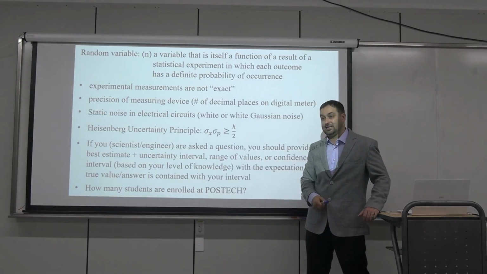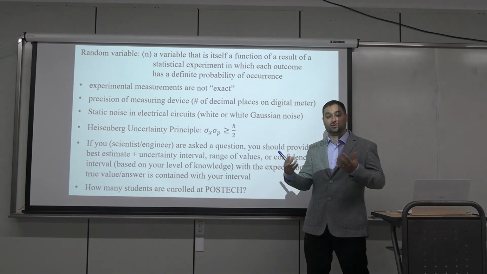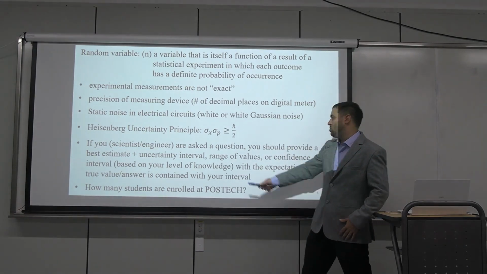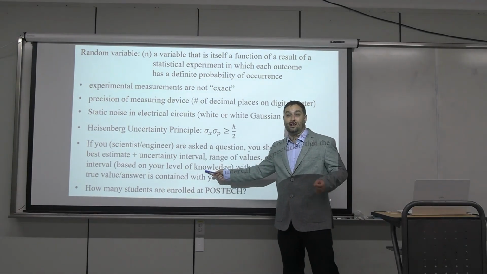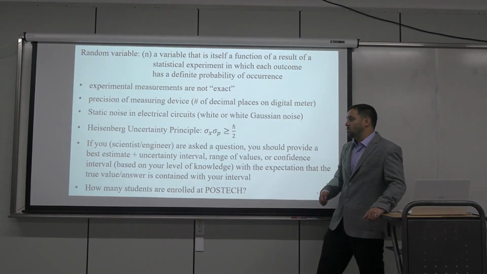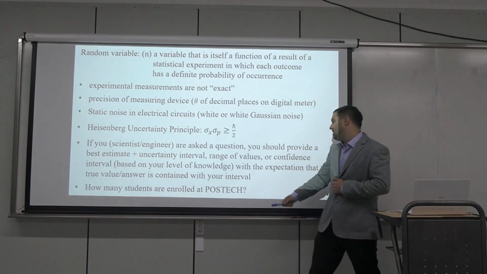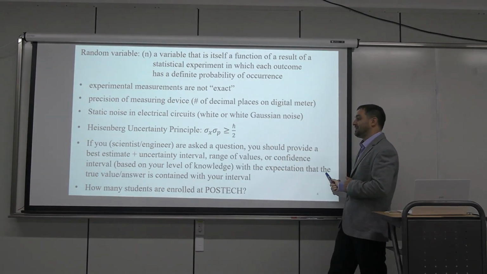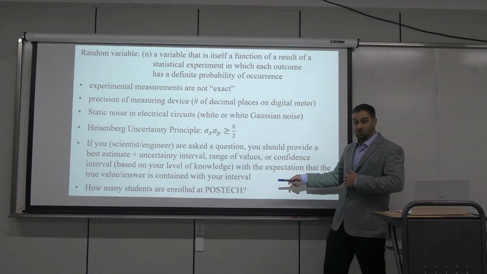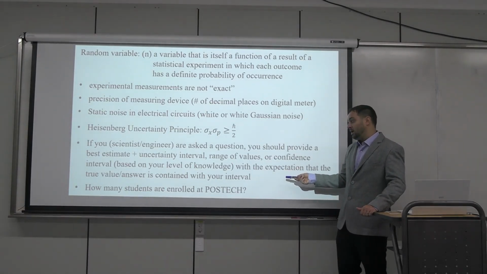You can give values but with a degree of certainty or probability. And you would do this based on your level of knowledge of the subject at hand. And so you always want to provide this range of answers with the expectation that the true value, or the true answer, is contained within your interval. And so let me explain this with an example.